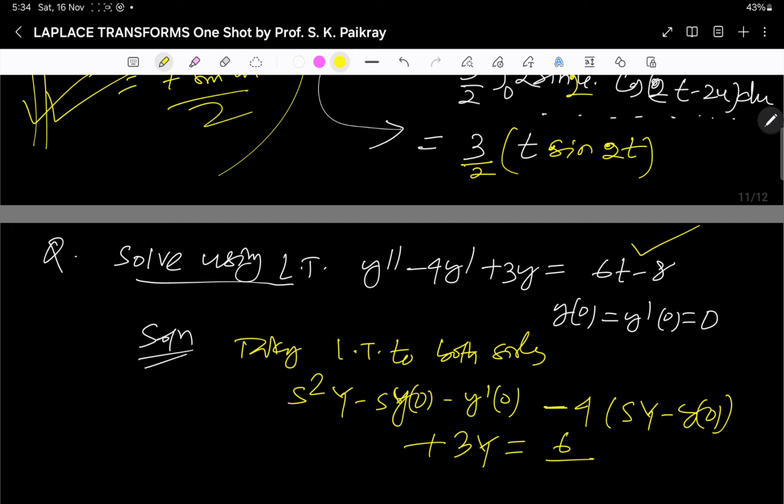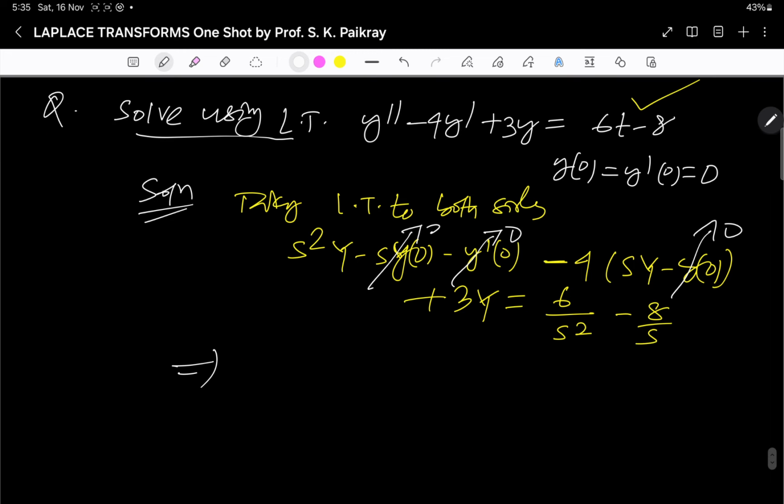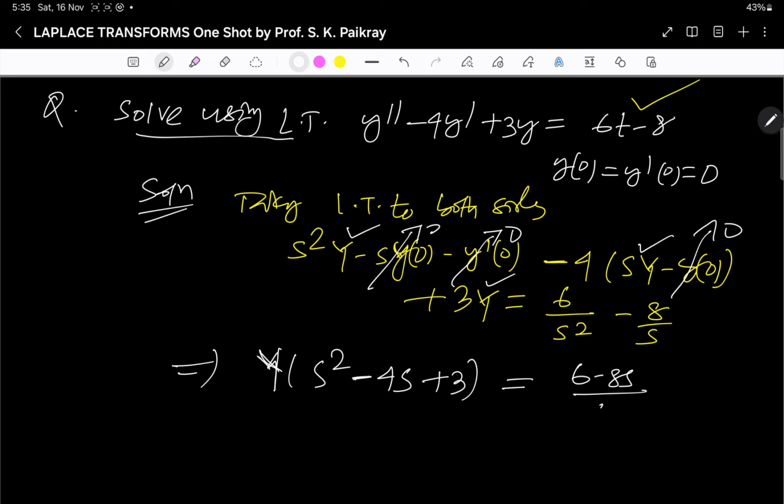It is Laplace 6 by s square minus 8 by s. Now apply the conditions here. This is my 0 and this is my 0. This is also 0. So this implies, taking y common, y into s square minus 4s plus 3 is my right hand side. I just add it, 6 minus 8s by s square.